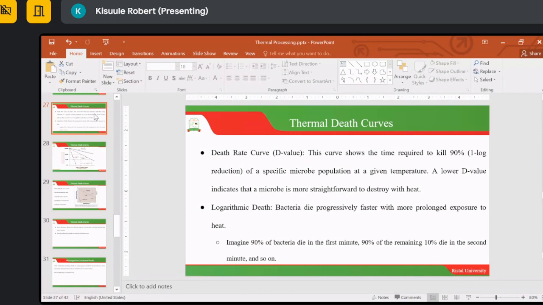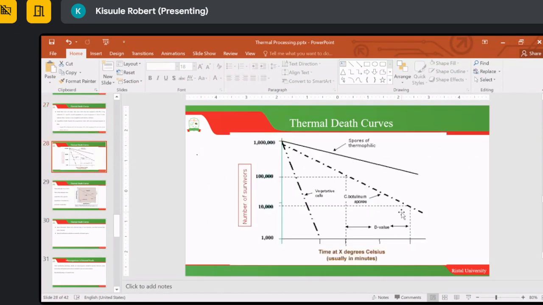But also, we see that the vegetative cells die within this. The Clostridium botulinum will take some time to die. Remember, these are spores.